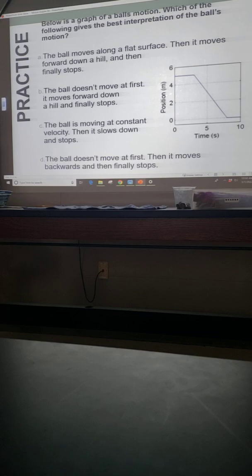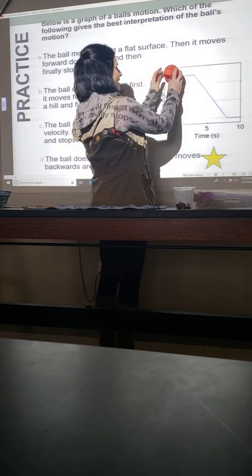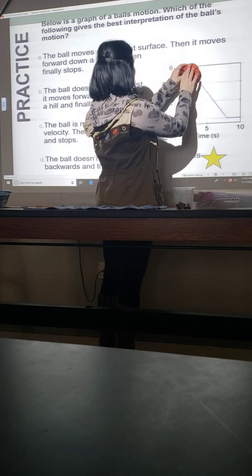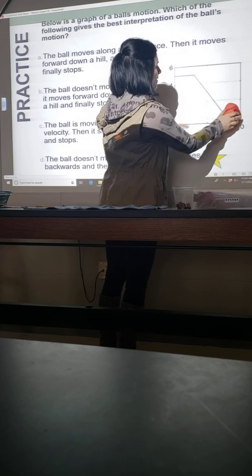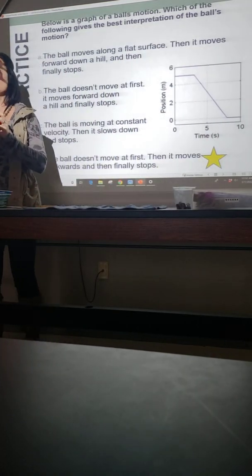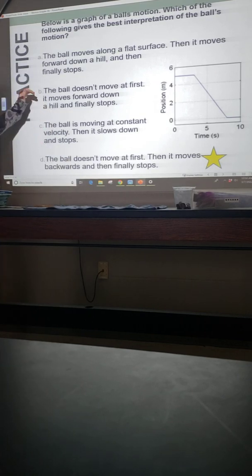All right, so our answer is actually D, which is what the majority of you said. The reasoning why, so A, sometimes people think that the graph is going to show the motion, and this is what it says. Rolls along a flat surface, then moves downhill, and then stops. The graph doesn't show the pathway. You have to think about what's really happening here.